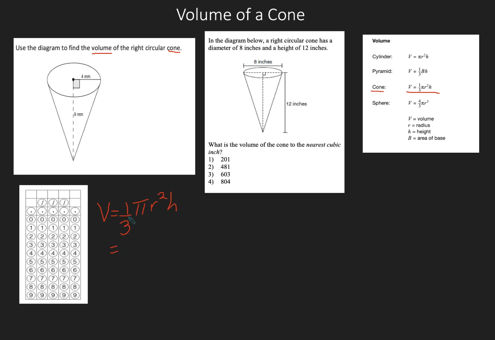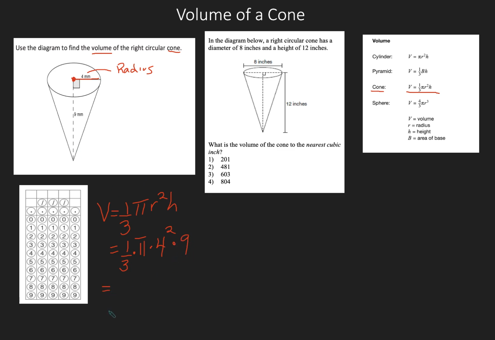I'm going to replace my variables by their numerical value. So I have a third. I'm going to keep pi as it is, times pi. My radius, now remember, since this is starting from the center and going to the outskirts, that 4 is my radius. So that's going to be times 4 squared, and my height is 9.